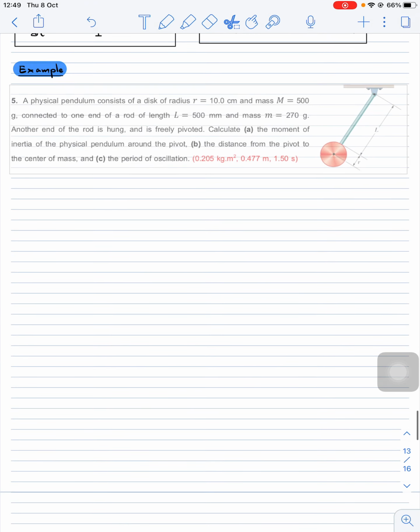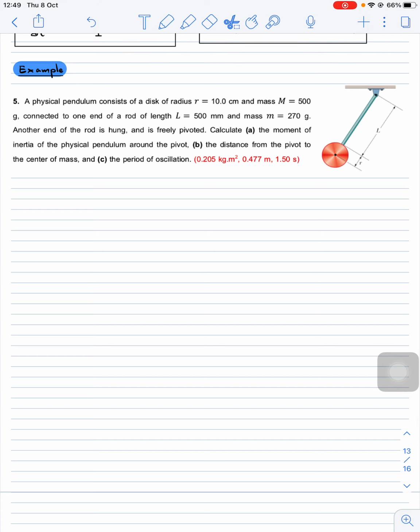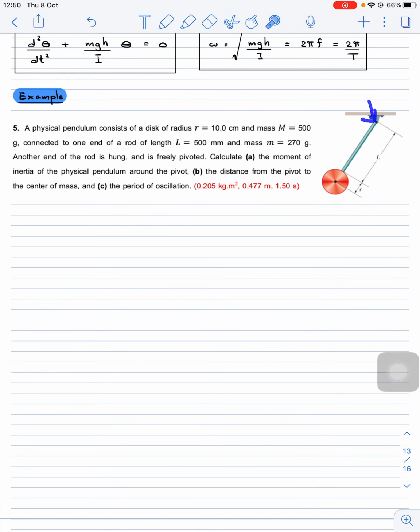Okay, so for these examples, a physical pendulum consists of the disc. We have the disc here of radius small r, and mass capital M, 500 gram, connected to one end of a rod of length 500 millimeter, and the mass is small m, 270 gram. The other end of the rod is hung and freely pivoted, so this is going to be the pivot in this case.